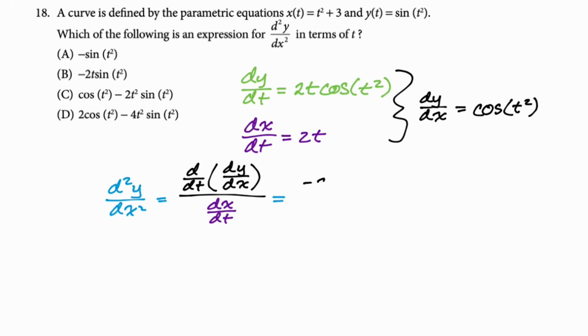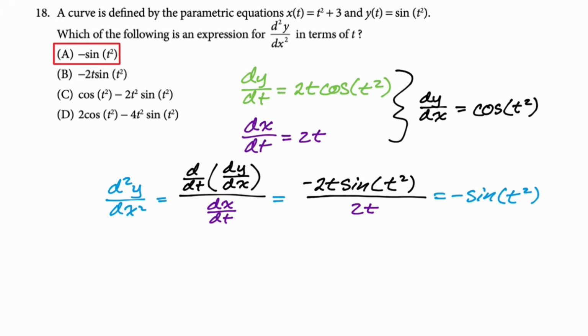Again, it's a chain rule problem, so it's going to be negative 2t and then sine of t squared divided by dx dt, right? Not the derivative of that, just normal dx dt again. Simplify this and we get negative sine of t squared. And so we will box the answer A.